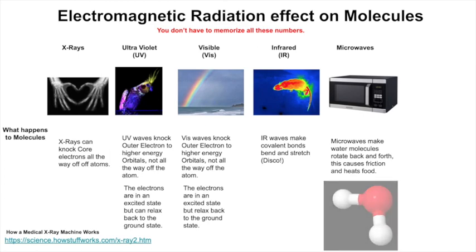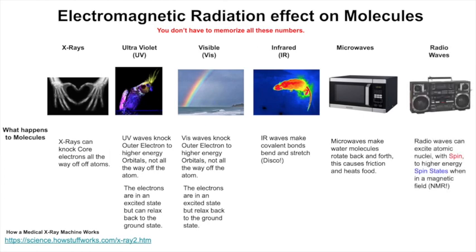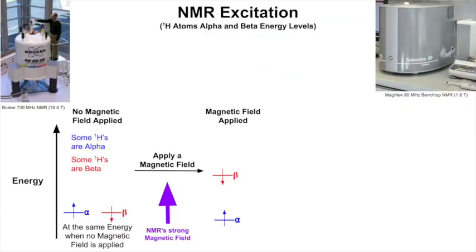All right, and then lastly, we have radio waves. So what do radio waves do to atoms? Radio waves can excite atomic nuclei which have spin to higher energy spin states, which, when in a magnetic field, this is NMR. So NMR uses radio waves. We figured it out finally. So in an NMR, we don't use microwave, infrared, or visible. We use radio waves. So back to our animation I showed you before, NMR excitation.